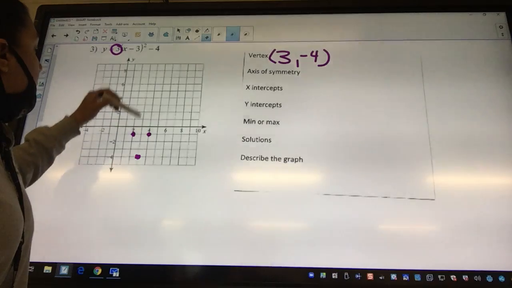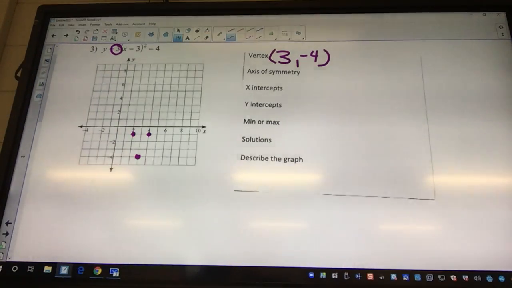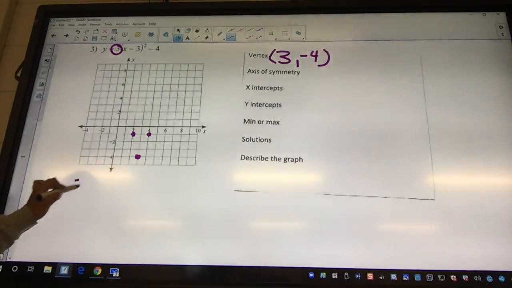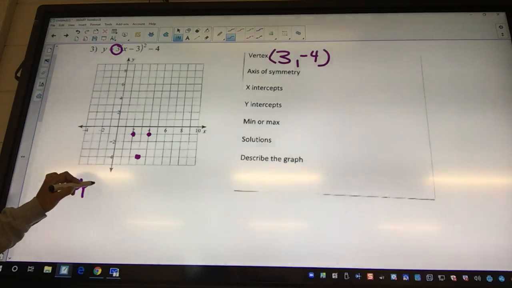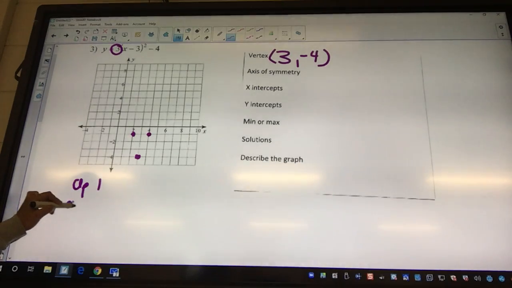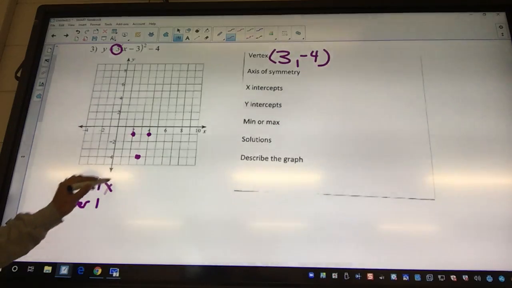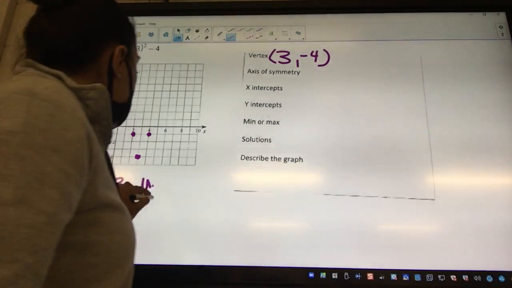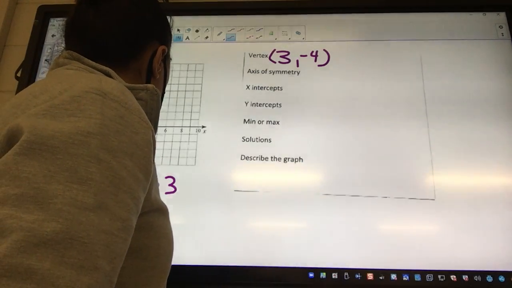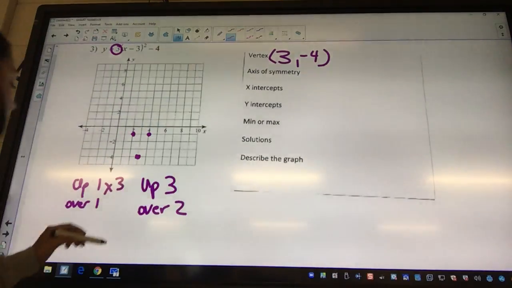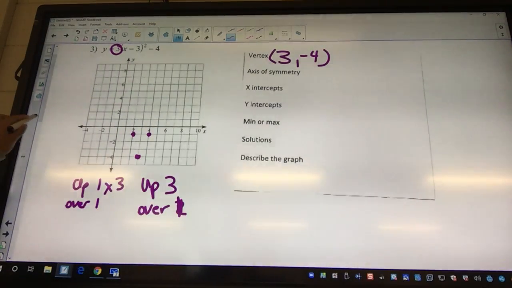Okay, look. We go up 3. Normally you'd go up 1 over 1, right? But there's a 3 out front, so we have to times it by 3. So you really go up 3 over 1, my bad. Sorry, I was thinking about the next one.